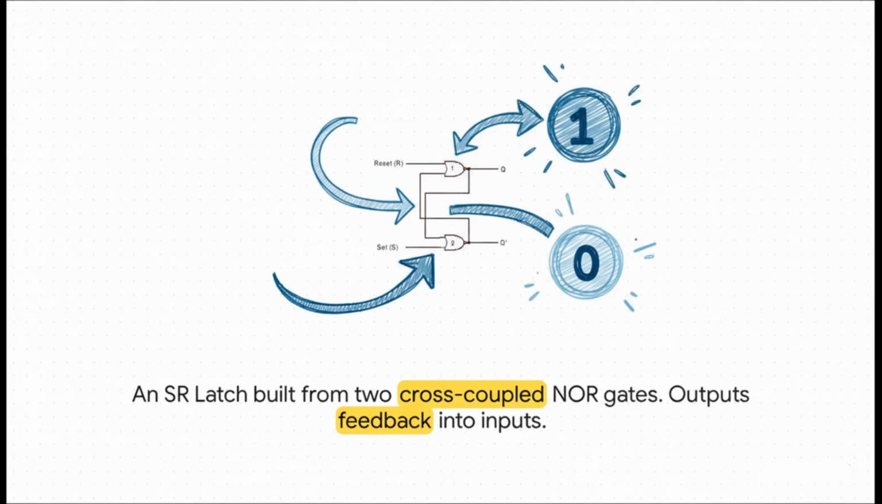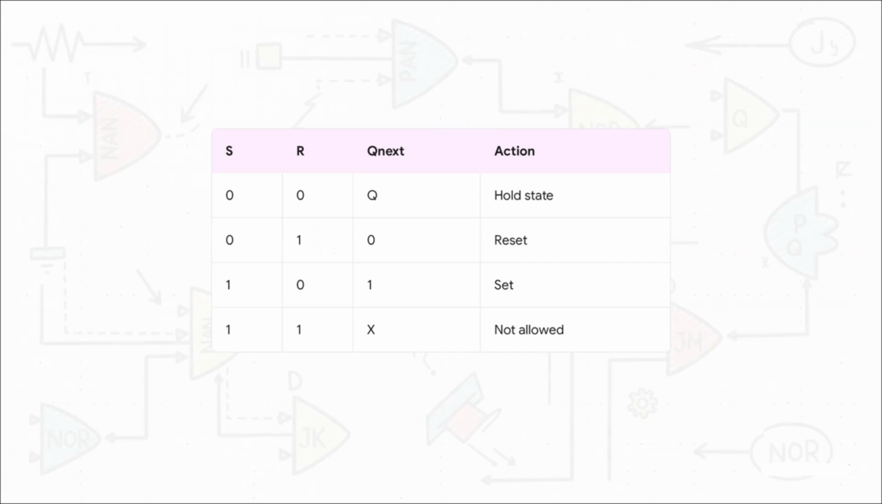And this table is basically the circuit's rulebook. If S is 1 and R is 0, the output becomes a 1. If R is 1, it resets to 0. If both are 0, it just holds whatever value it already had. But look at that last line.